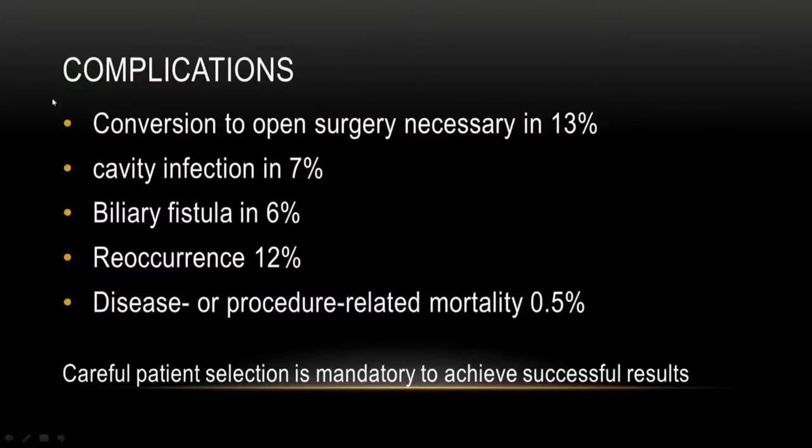Complications, already you know: conversion to open surgery is 13%. Cavity infection is 7%, especially if omentoplasty is not done and there is a lot of dead space, then abscess formation. Biliary fistula is 6% and recurrence is 12%. Disease or procedure related mortality is 0.5%, and careful patient selection is mandatory to achieve a successful result, especially location of the cyst, and ergonomically deciding whether you can approach it or not is very important to prevent complications. So here also patient selection is paramount for the success of hydatid cyst surgery.